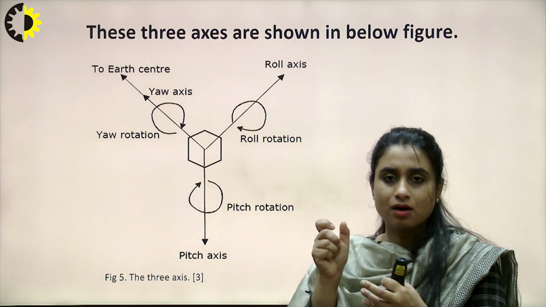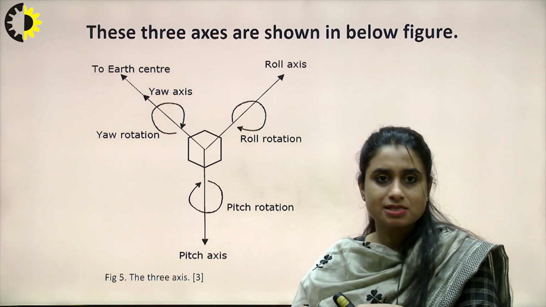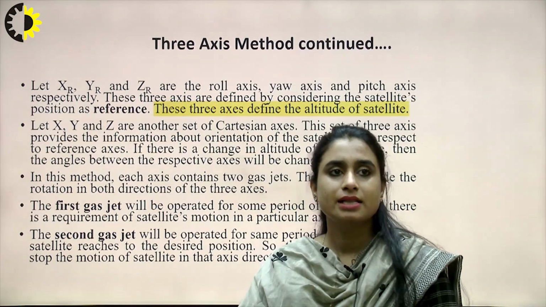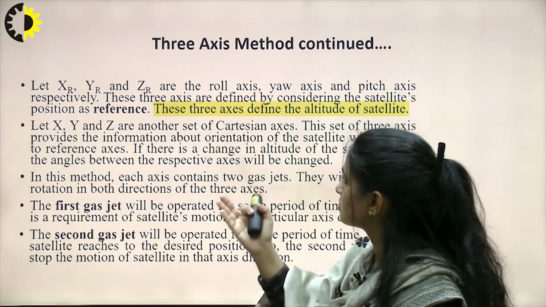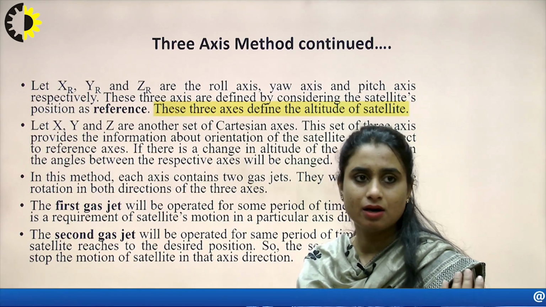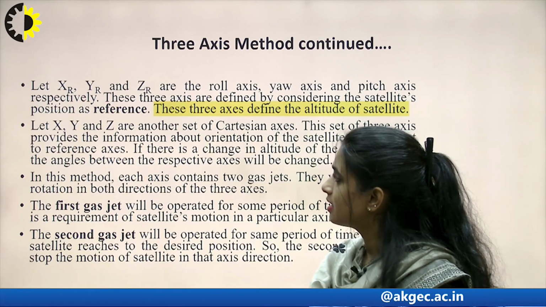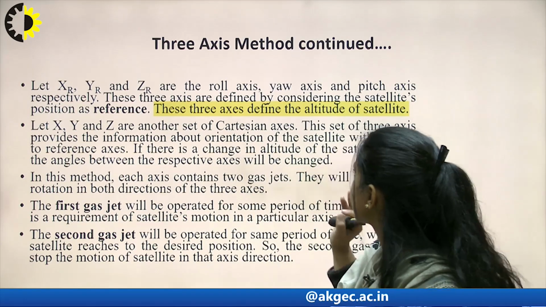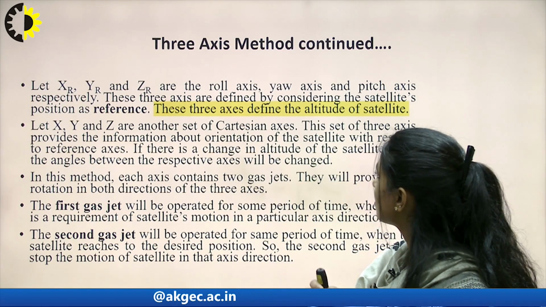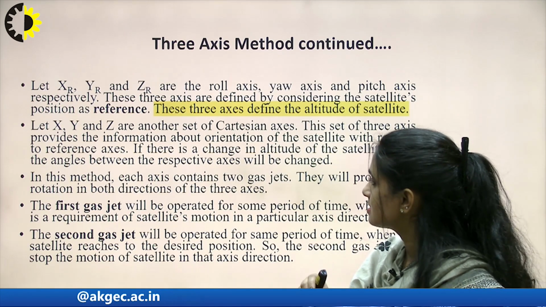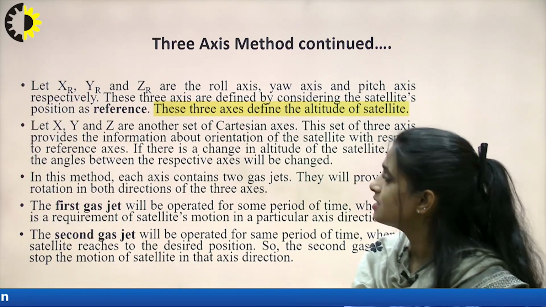We have small rocket jets mounted, and we can operate them from the earth station, right? In the 3-axis method, we have XR, YR, ZR. These show the directions in which the 3 axes define the attitude of the satellite. Now X, Y, Z are another set of Cartesian axes. This set of 3 axes provides information about the orientation of the satellite with respect to the reference axes. If there is a change in the attitude of the satellite, then the angles between the respective axes will change, right?